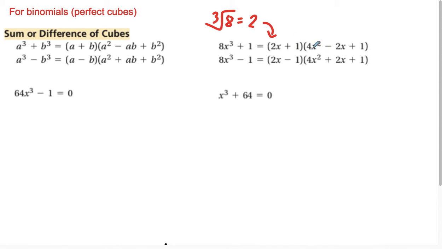We take the number 1 and we square it. That's why we get a 1. Then we multiply these two and we take its opposite. So that's why we have a negative 2x. So we could follow the same rule for 8x cubed minus 1.